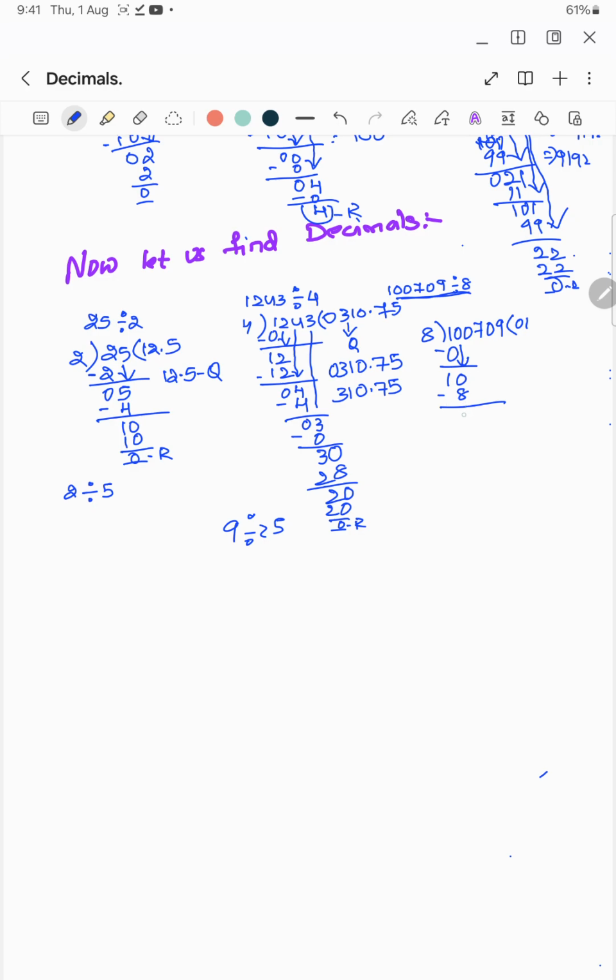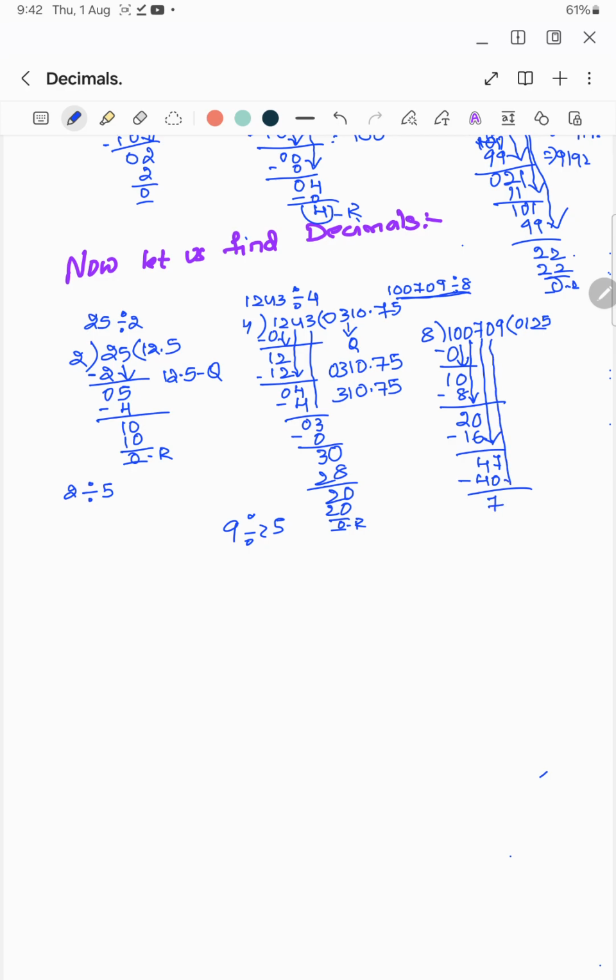Subtract 8 from 10. So the remainder is 2. Carry down 0. So 8 2s are 16. 20 minus 16 is 4, and take 7, carry down. So 8 5s are 40. Minus, 7 is the remainder.